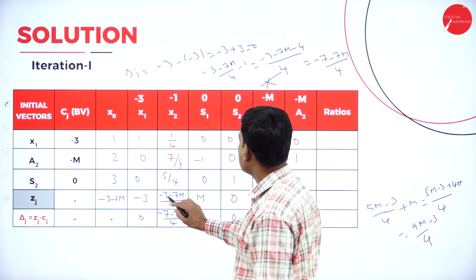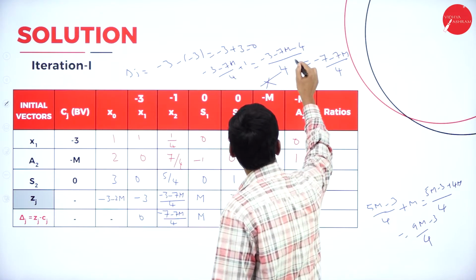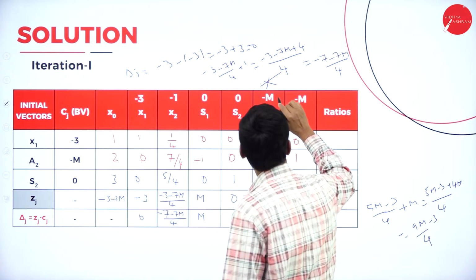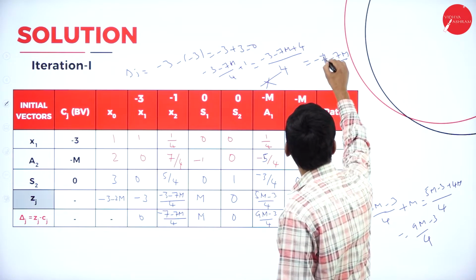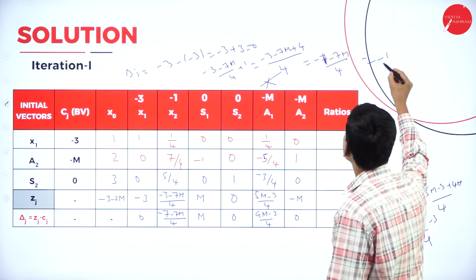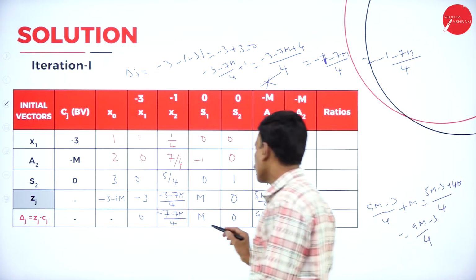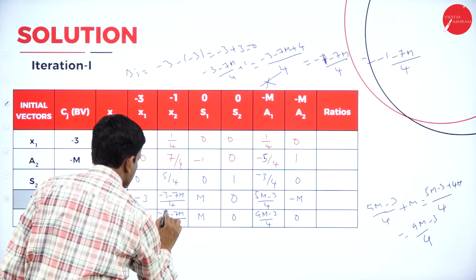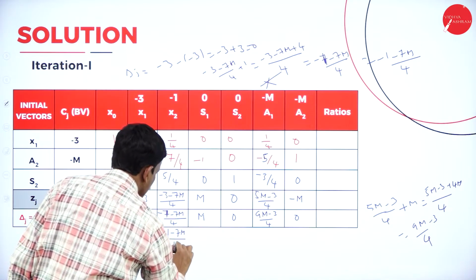Since here minus 3 minus 7m by 4, minus of minus becomes plus, this is plus 4. So what we will get here: minus 4 minus 3 is minus 1. So this is minus 1 minus 7m by 4.